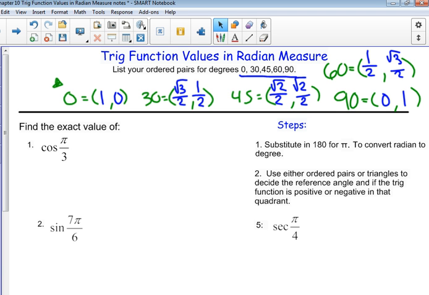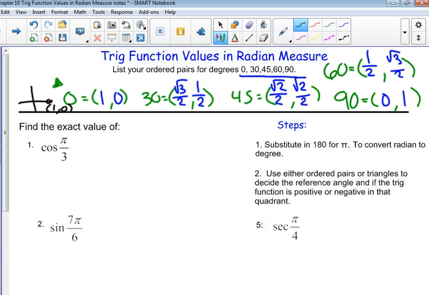Perfect. How did you guys do with that stuff? This one right here? I get 0. So 0 degrees. Imagine here you are, right? You're going over 1, but then you're not moving up or down. So that'd be like the ordered pair 1, 0. Does that make sense now a little bit?